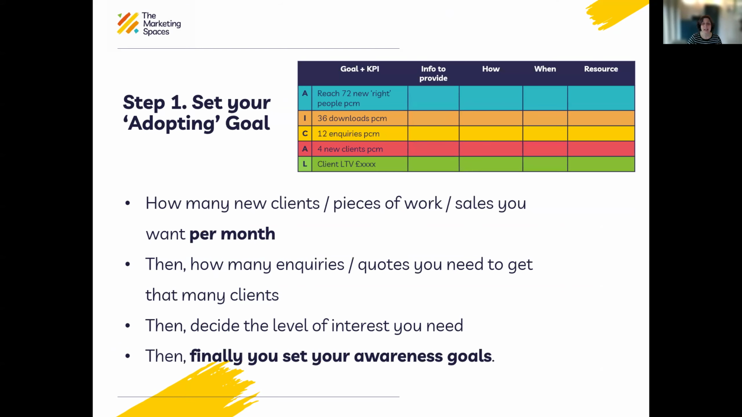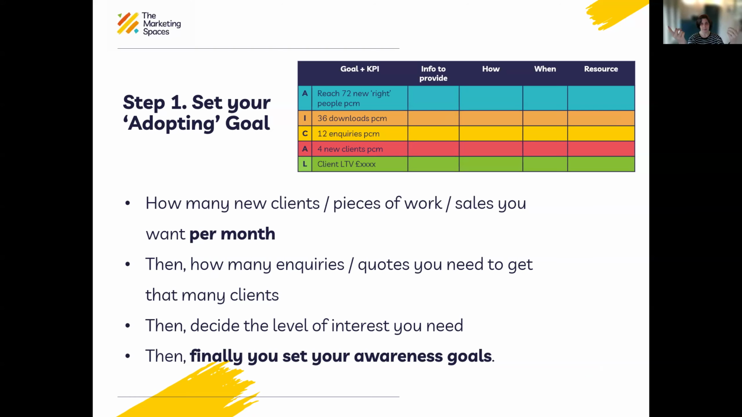Step 1, set your adopting goal. What? Yeah, I know. The goal is down here where I've put in 4 new clients per month. Why do we start there? Start there, and I will explain why as we go through. So start by saying how many new clients, what might be pieces of work, sales you want a month.